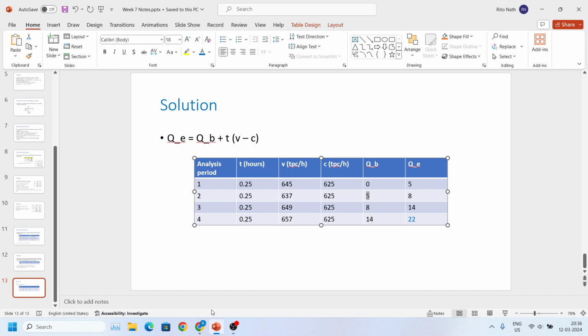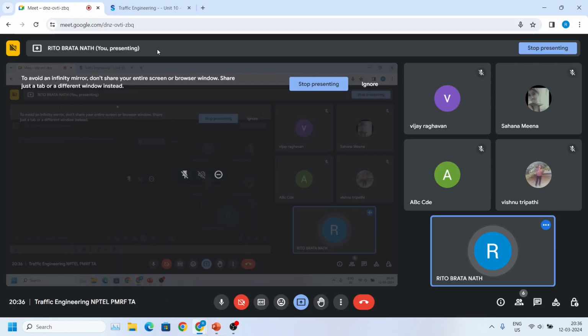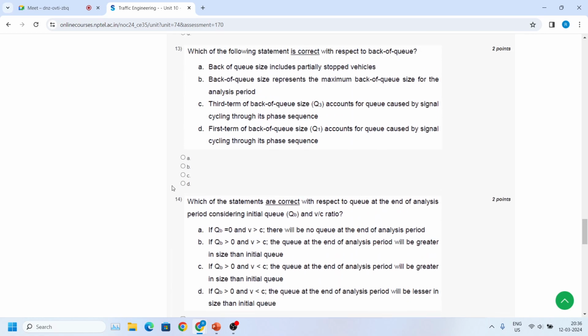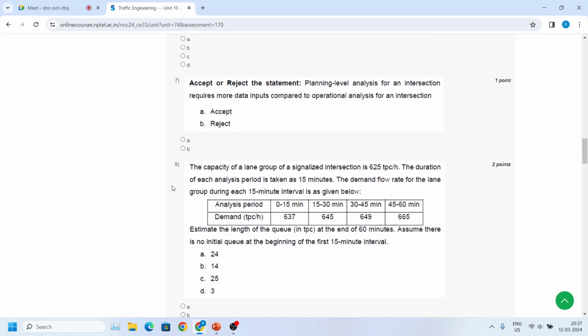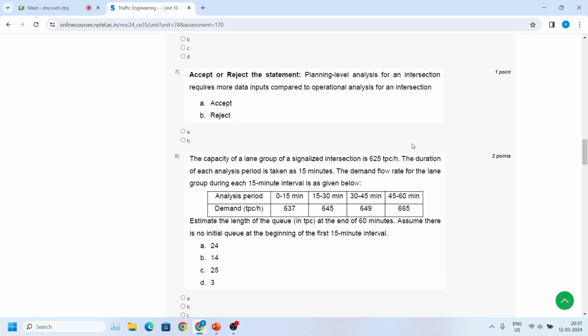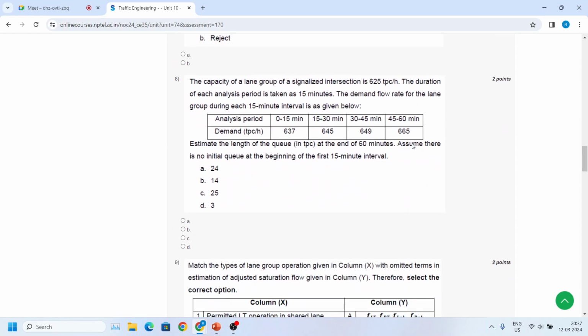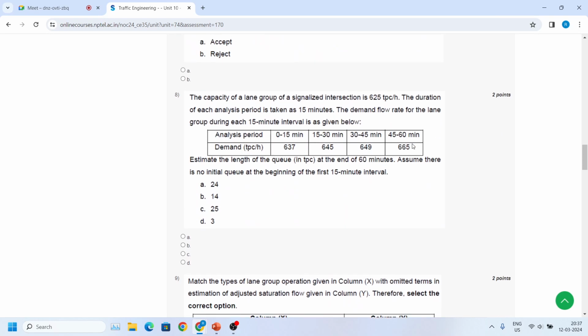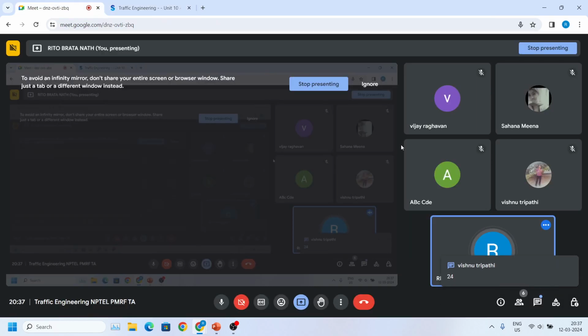So let's see if there is something related to this in the assignment. Okay, the numbers here are different, but the approach would be exactly the same here as well. So I think that's good enough for this problem discussion.